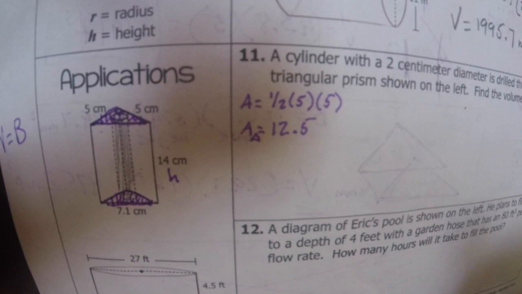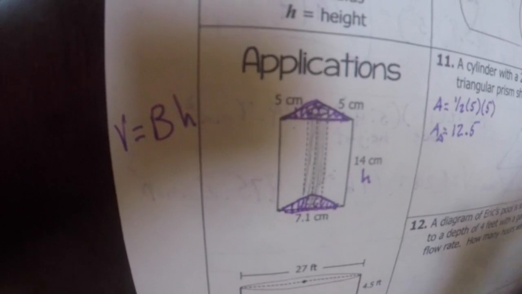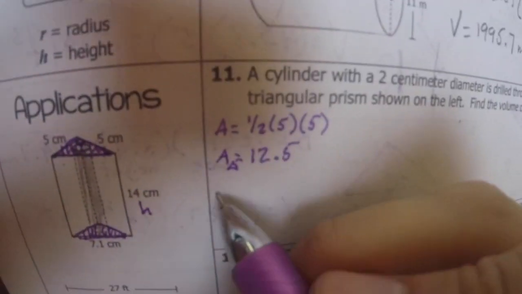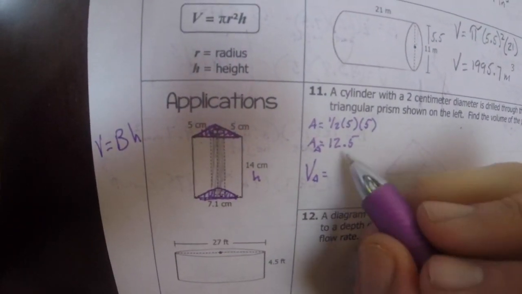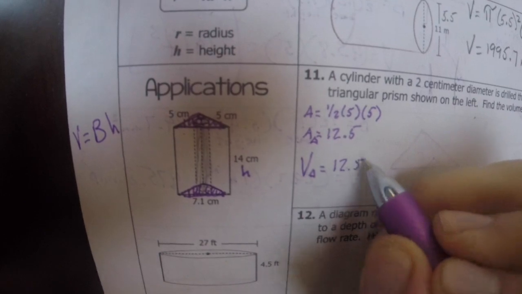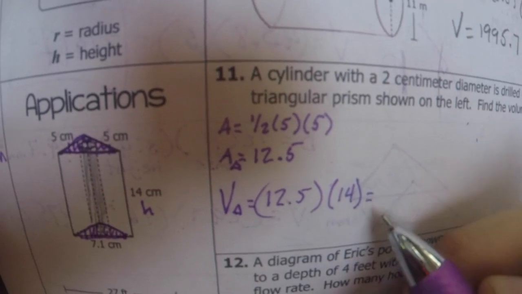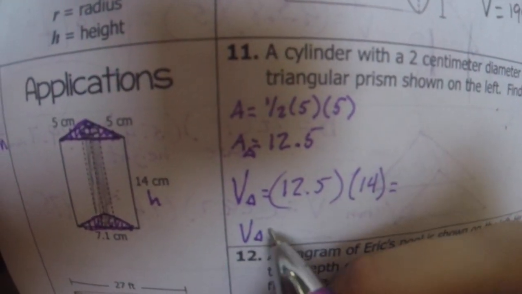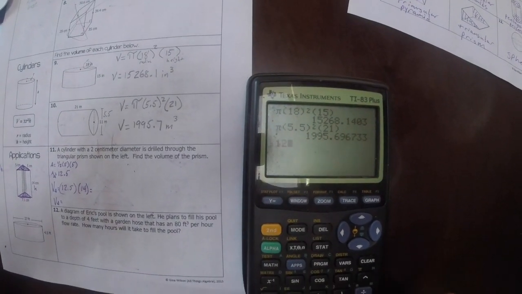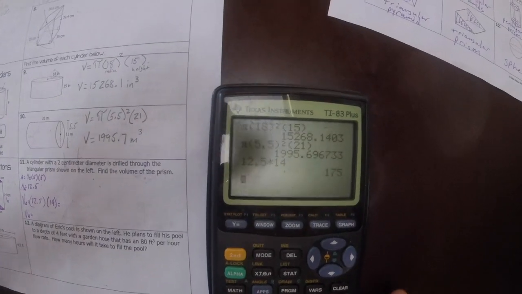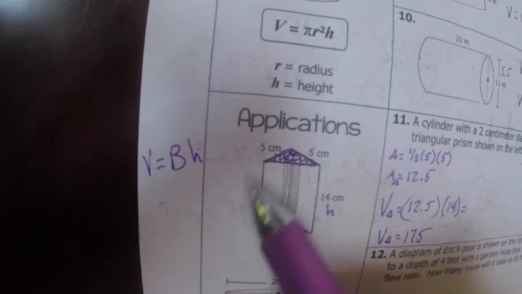So the volume for a triangular prism is the area of the base, which we found, 12.5, times the height, which is 14. So the volume of the triangular prism is the area of the base, 12.5, times the height, how much space is between them, 14, which ends up being 12.5 times 14, 175. That's the volume of the whole triangular prism.